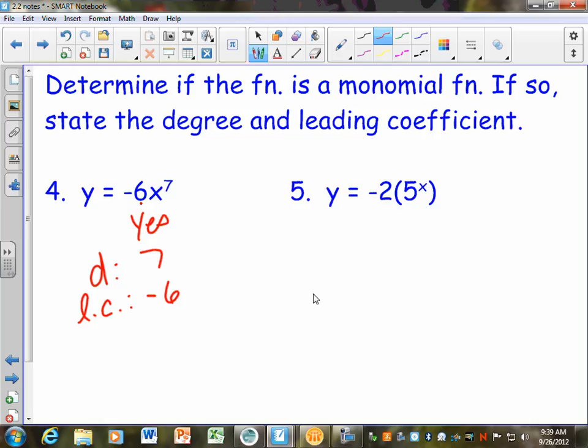You can't have x in the exponent. You have to have x to a power, x to a number. So this one is not a monomial.